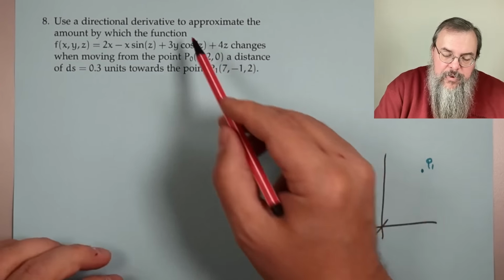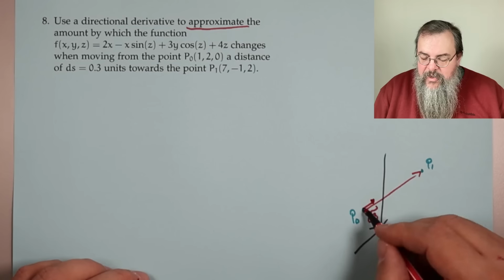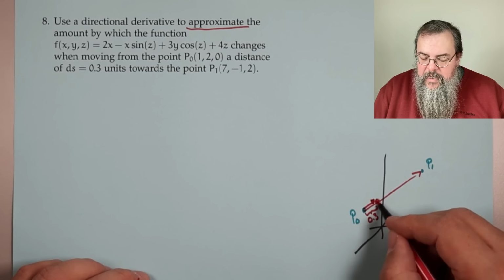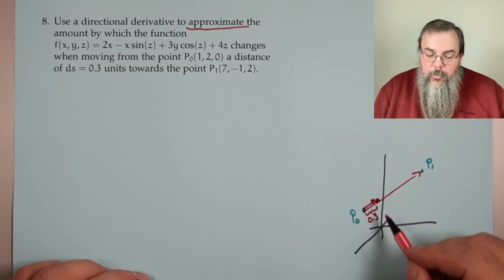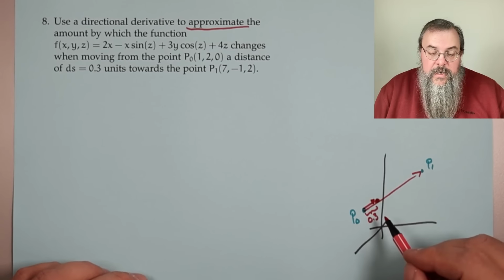So we're moving this way. But how much are we moving? Well, we're only going to move a set amount. I'm going to only move a distance of 0.3 along the direction from here to there. That's how far I want to move. And now the question is, what is going on at this point? But more particularly, how much have I changed? So what's the change?